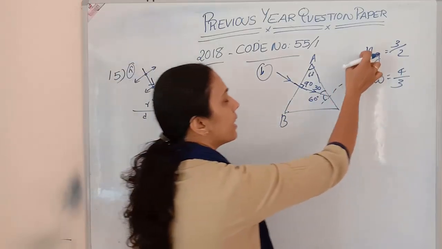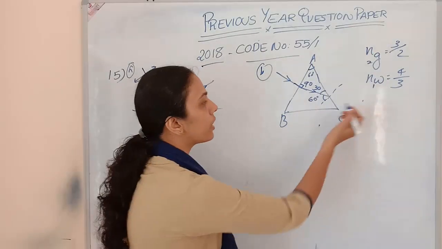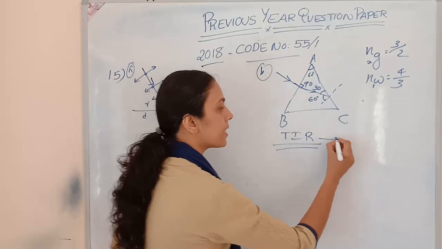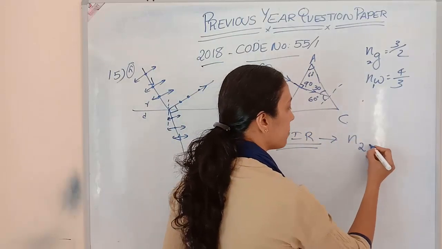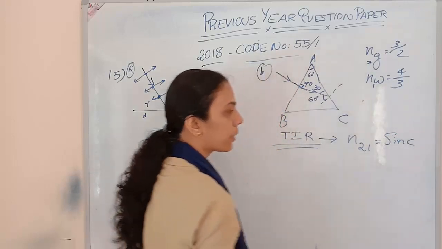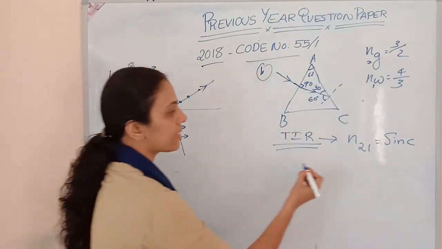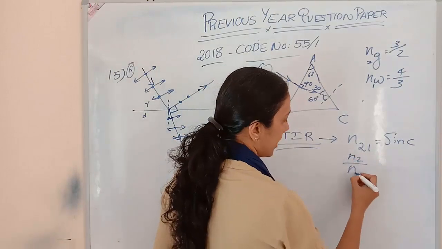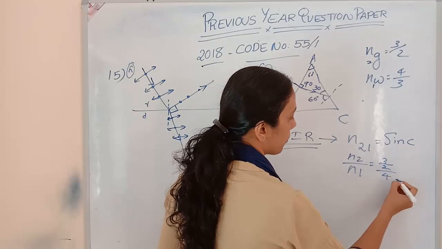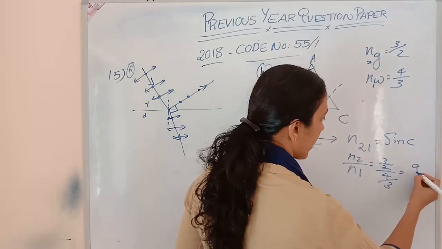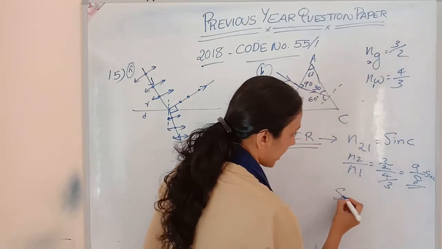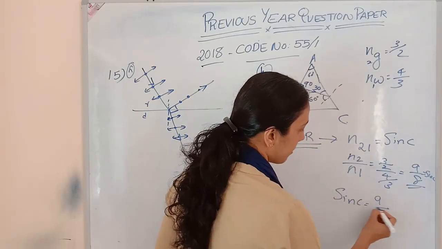For that, the refractive index is given. If total internal reflection should happen, what is the condition? The refractive index of the second medium with respect to the first medium will be equal to sin C. So what will be sin C here? N2 divided by N1. What is N2 by N1? 3/2 divided by 4/3, so we will get 9/8. That is equal to sin C. So sin C we are getting as 9/8.